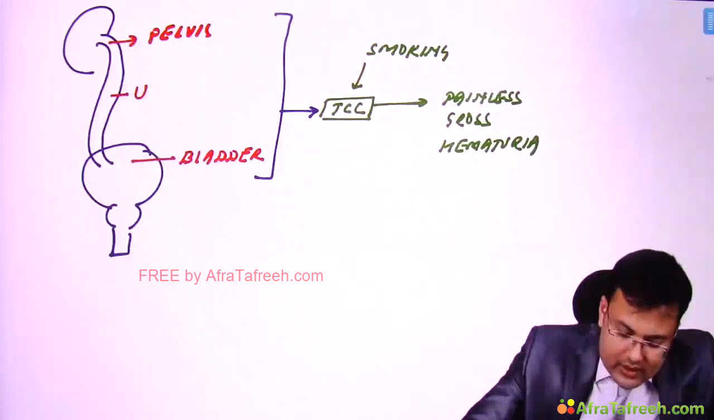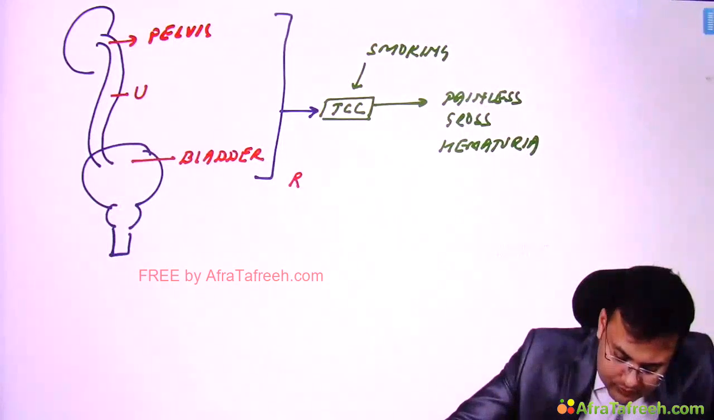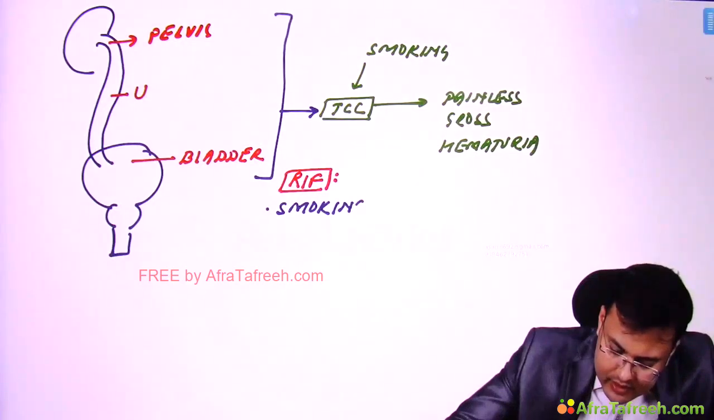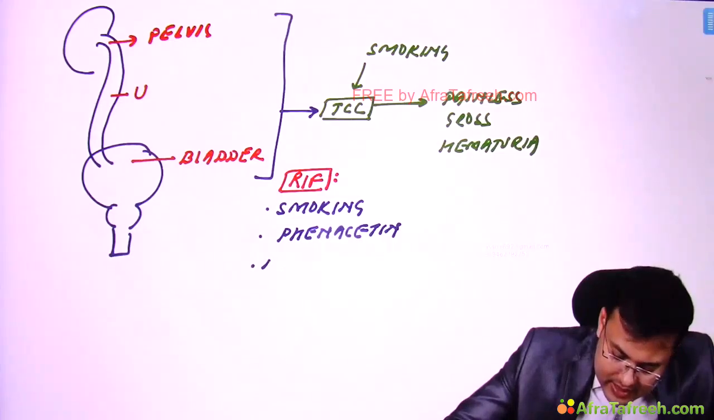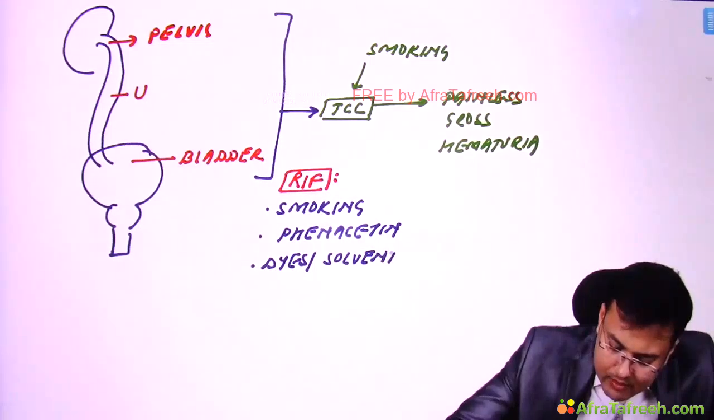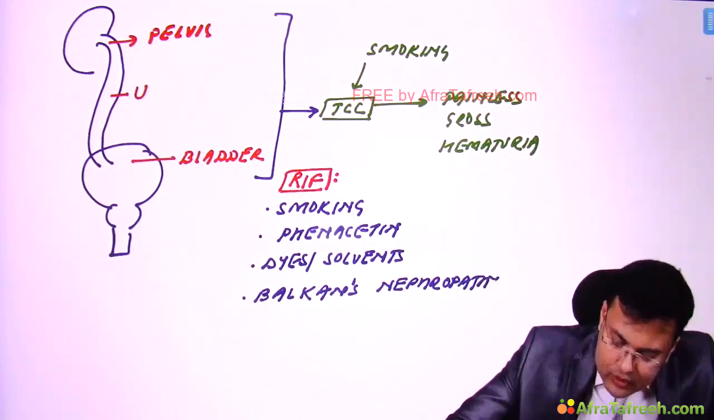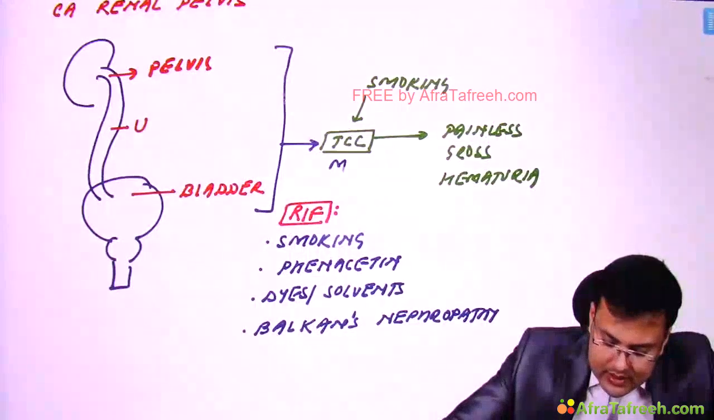So see one by one. First, what are the risk factors? It's the smoking, analgesics like phenacetin, industrial dyes or solvents, and Balkan's nephropathy. Okay, most common histological type: this is the transitional cell carcinoma.